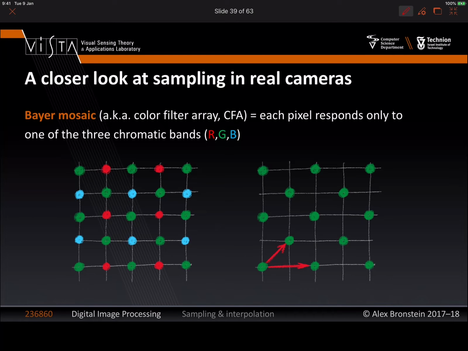Now let's have a closer look at how sampling occurs in real devices, in real optical systems. First of all, when you take a camera like this, how do we get color images from it? A pixel in CMOS process is sensitive to a very wide range of wavelengths, starting more or less from violet, the shortest wavelengths, up to near infrared, about 900 or 1,000 nanometers. So we integrate over all wavelengths. They respond quite well to all wavelengths. How do we get different colors?